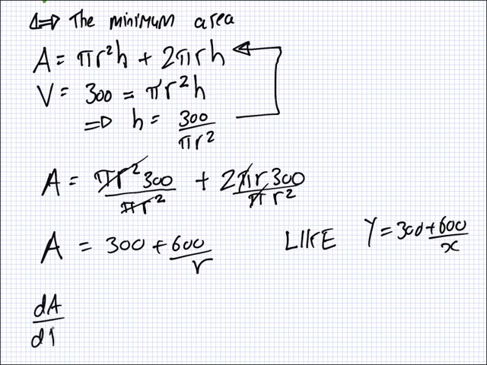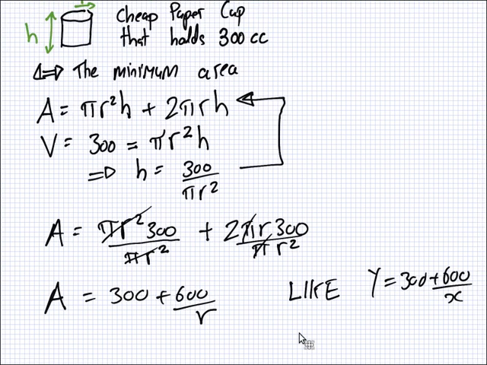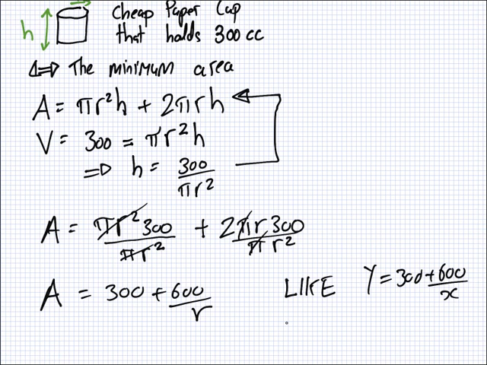dA/dr. No, something's gone fishy. I've made some mistake. Area. It's 2 pi r squared. Sorry, I need to brush up on my middle school maths, it would seem. Yeah, there's no h in the formula here, thank you.